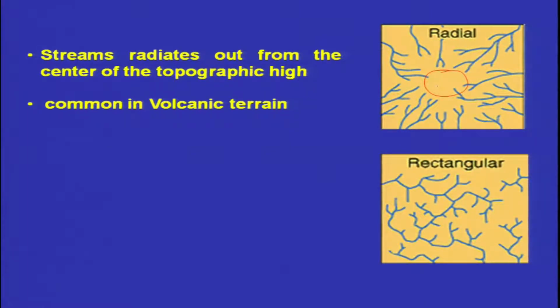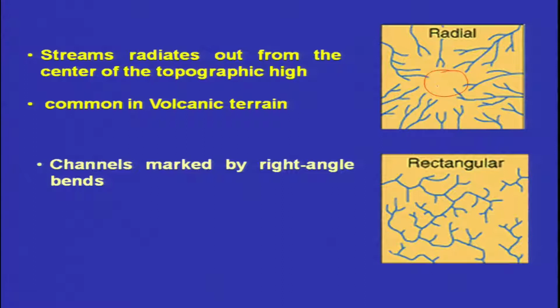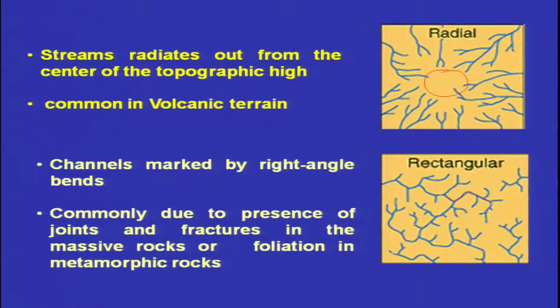Then you have rectangular patterns. Usually such type of patterns are marked by right angle bends. Okay. So, you have very typical right angle bends, commonly seen due to presence of joints and fractures in massive rocks or foliation in the foliated metamorphic rocks. Okay. So, you will be able to see a similar pattern, which we call a rectangular pattern.